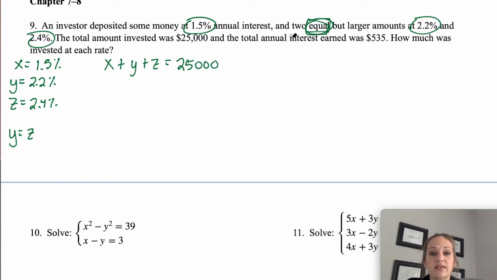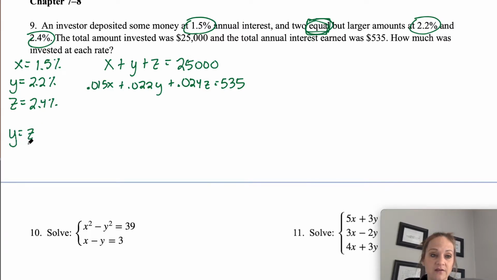I also know that the amount of interest earned is 535. So 0.015x, don't forget to change it to a decimal, plus 0.022y plus 0.024z is going to be 535. But here's the problem. Those are two equations, but we have three variables.